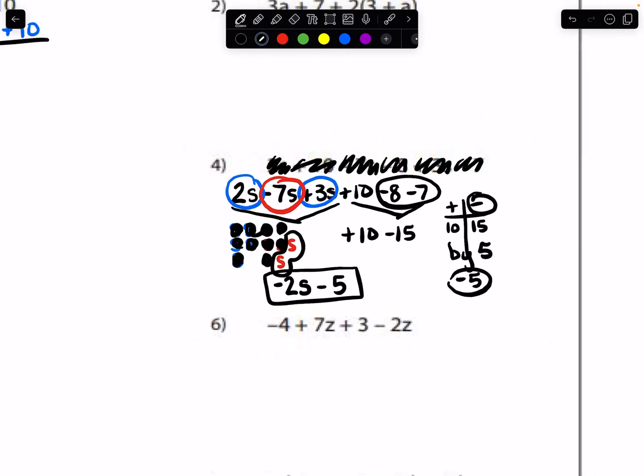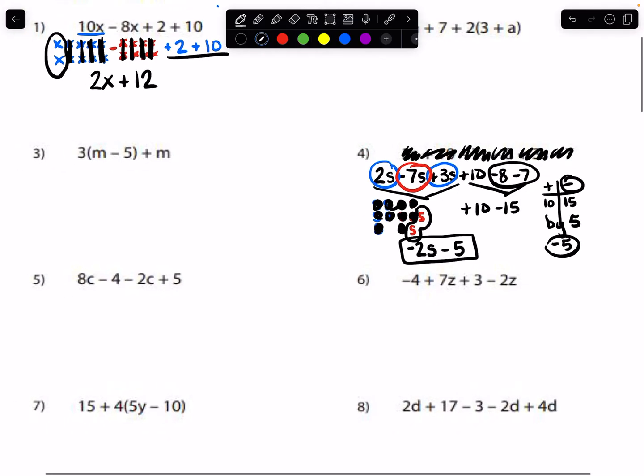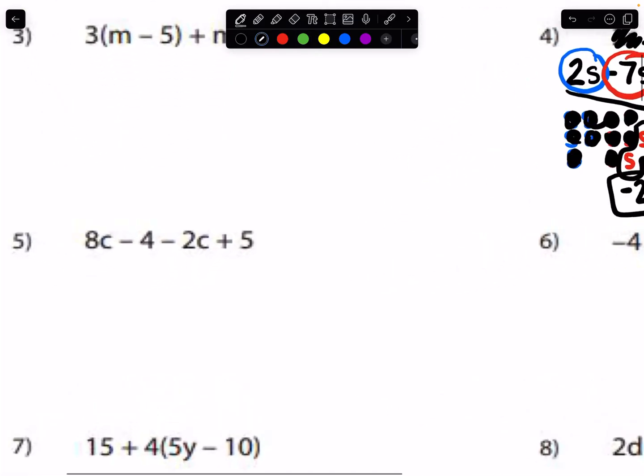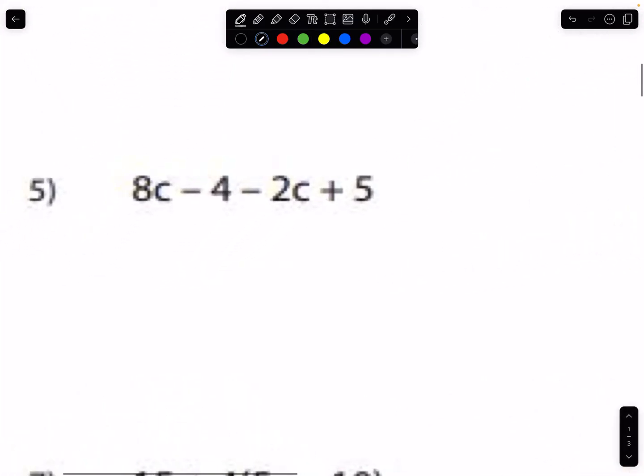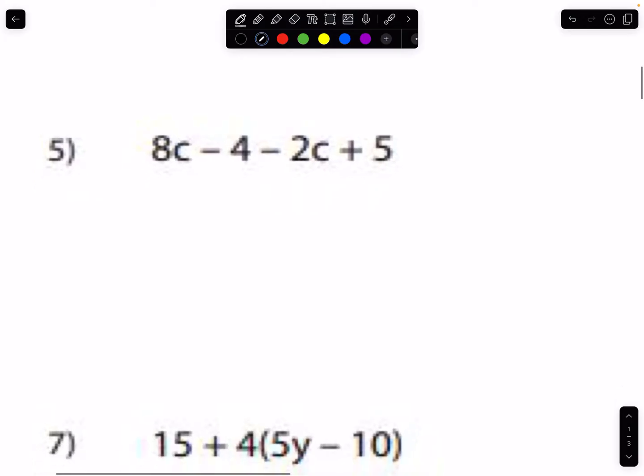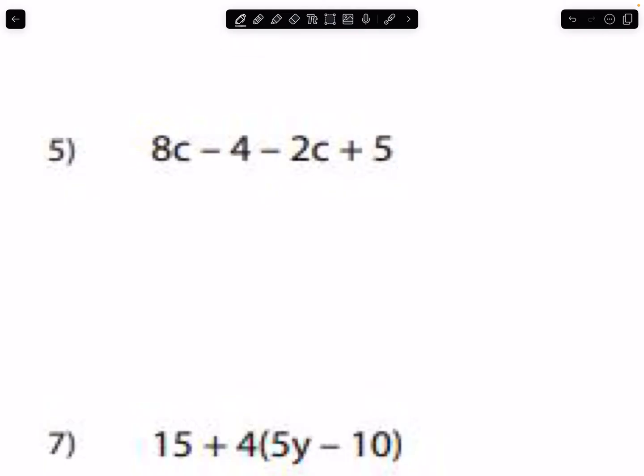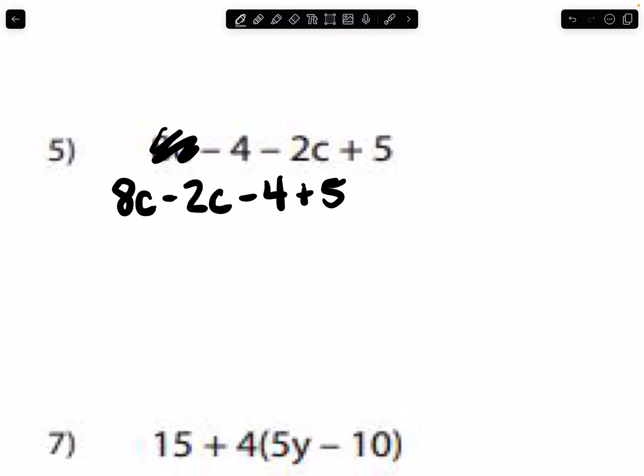Okay, we're going to go find another one. Let's see. You guys are going to go to number 5. You're going to try it on your own, so push pause, and then come back and see if you got the correct answer. Okay, I am going to be doing it at the same time. I'm putting it in order. 8c minus 2c minus 4 plus 5. So 8c is recorded, negative 2c is recorded, negative 4 is recorded, positive 5 is recorded.